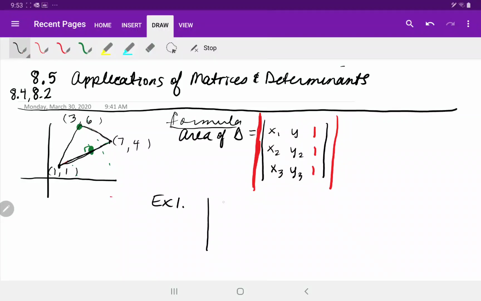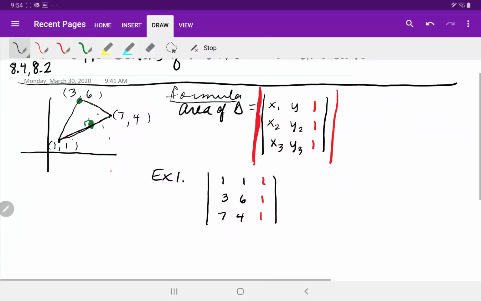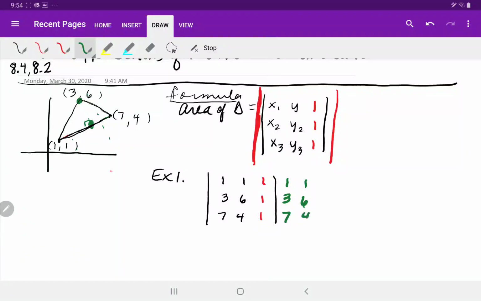Okay, so we get x1. It doesn't matter which one you choose. So let's say we have 1, 1, and then 3, 6, 7, 4. The order doesn't matter in these. Then you fill in 1s right here, and you do always fill in 1s. And again, I don't know why this works. Maybe I'll have time during the break to figure out why it works, because to me, it's fascinating. Okay, so 1, 3, 7, 1, 6, 4.